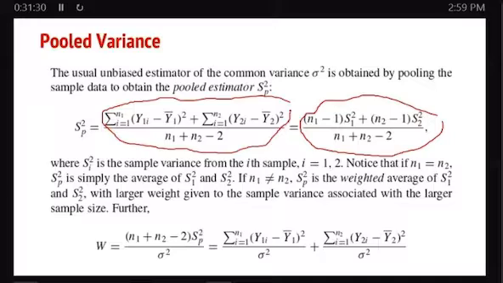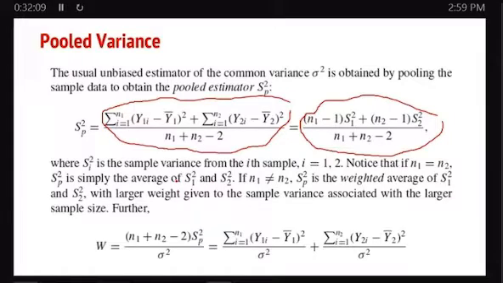If you look at the sample variance for each group, it's going to be the summation of the squared deviations divided by n minus 1. For the other group, it's also going to be n minus 1. If I use n1 for this group and n2 for the second group, when I have n1 minus 1 plus n2 minus 1, that will give you n1 plus n2 minus 2. We're pooling the variance.